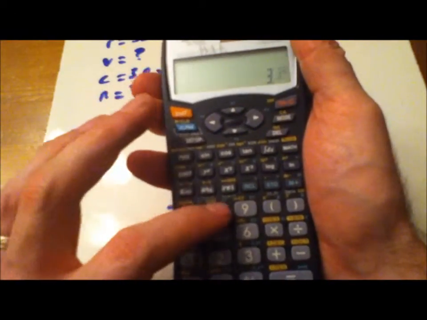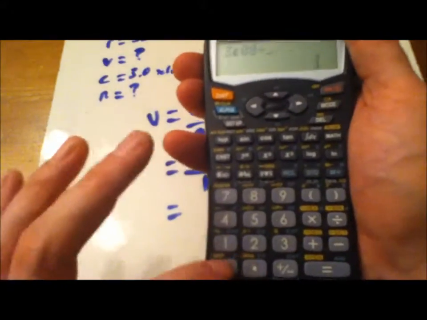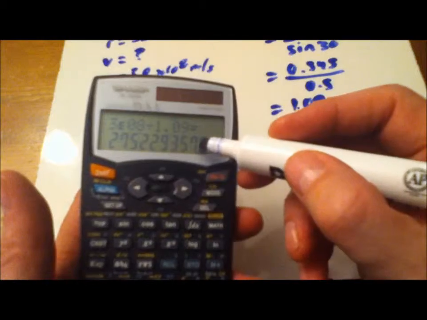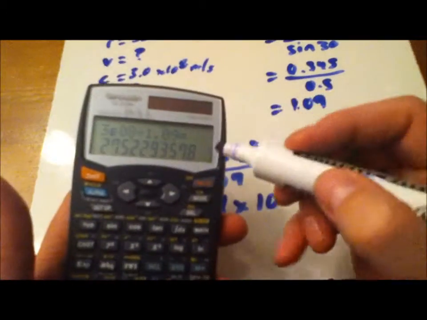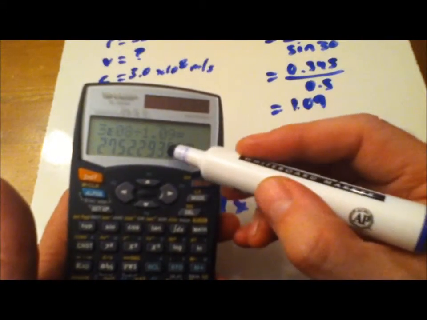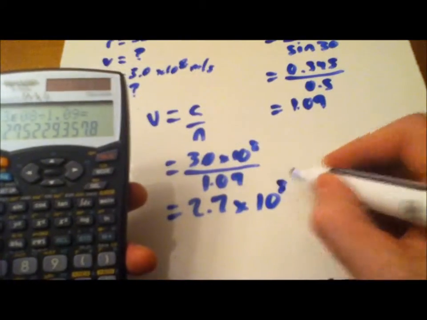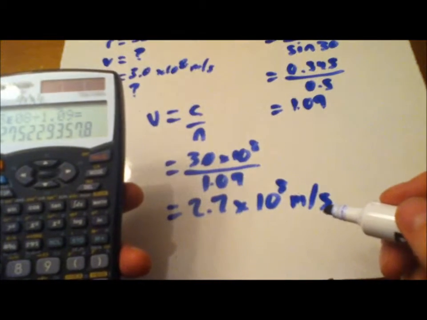Okay, so use our calculator. So 3 times 10 to the power of 8 meters per second divided by 1.09, and we get an answer of a big number. So we want to move that decimal place all the way to here, so it becomes 2.7 times 10 to the power. Well, how many decimal places did we move? 1, 2, 3, 4, 5, 6, 7, 8. 8 places. So it's 2.7 times 10 to the 8 meters per second. That's how fast the light is traveling in this unknown material.